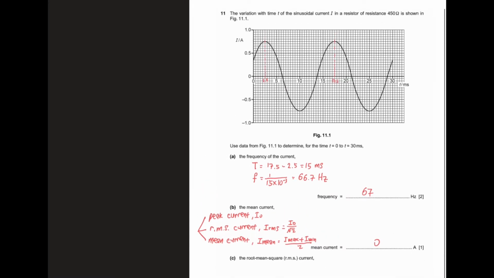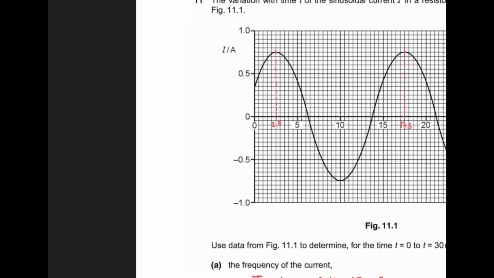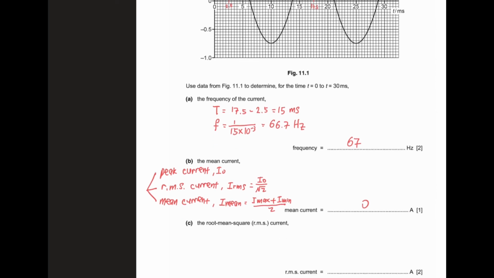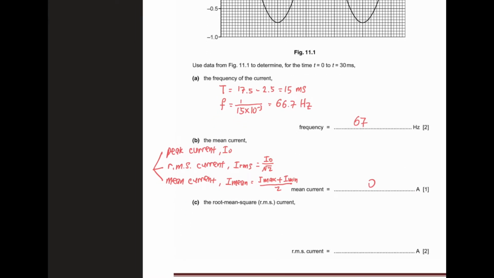Root mean square current. So the peak value is 0.75. This is I naught. So if I naught is 0.75, then we use the formula to find the root mean square. Root mean square is I naught over square root 2, 0.75 over square root 2. So we get 0.53 ampere.